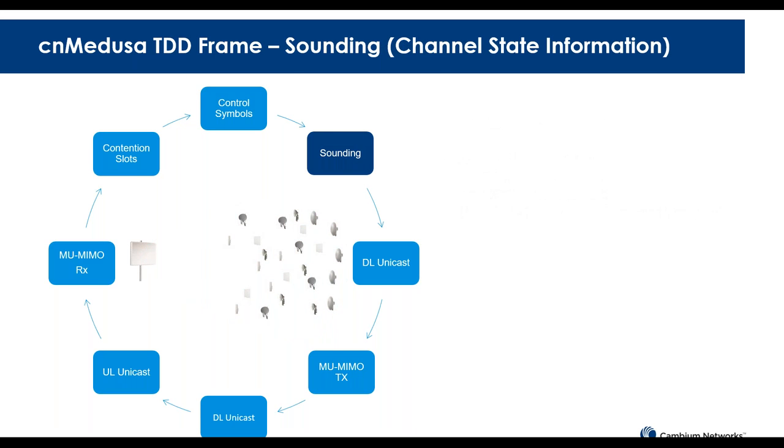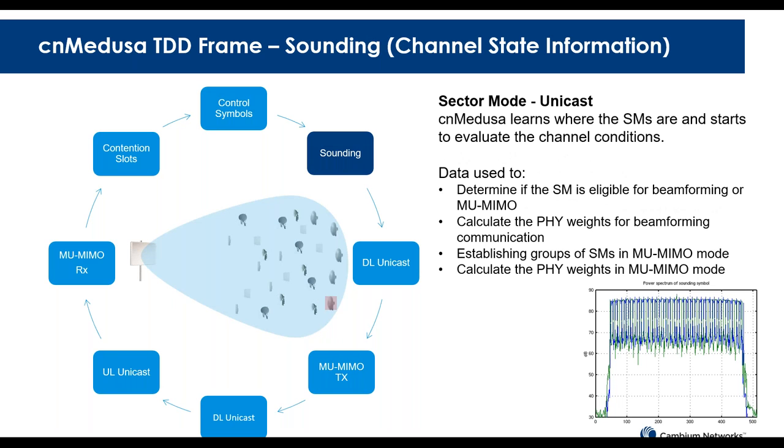Next is sounding. We said that this is the process that's used to collect the channel state information from each of the subscribers. The channel state information is used for several purposes. First of all, to determine if the subscriber is eligible for a beamforming and MU MIMO transmission. It's important that the access point can understand the exact direction of the subscriber.